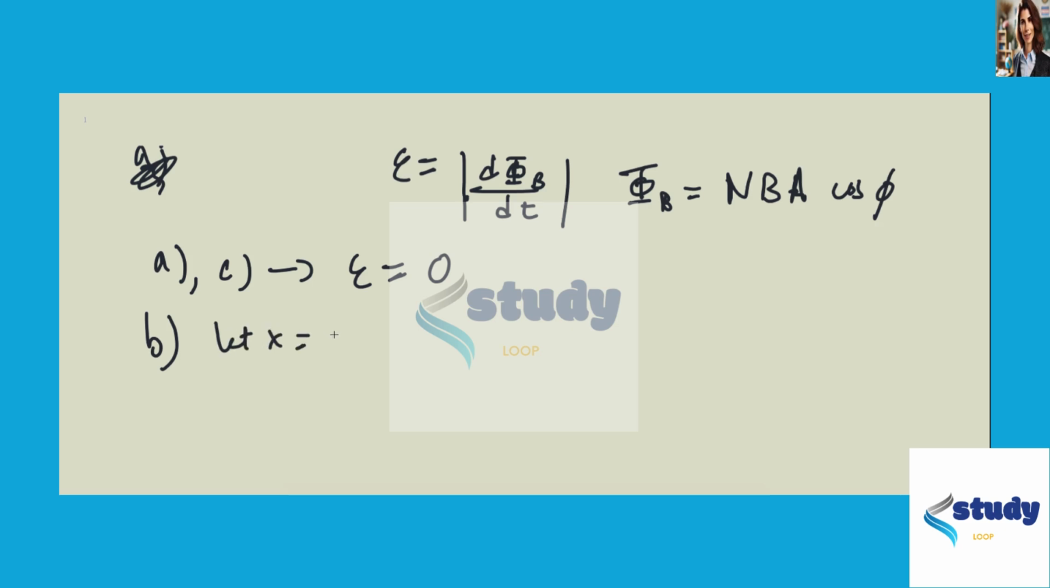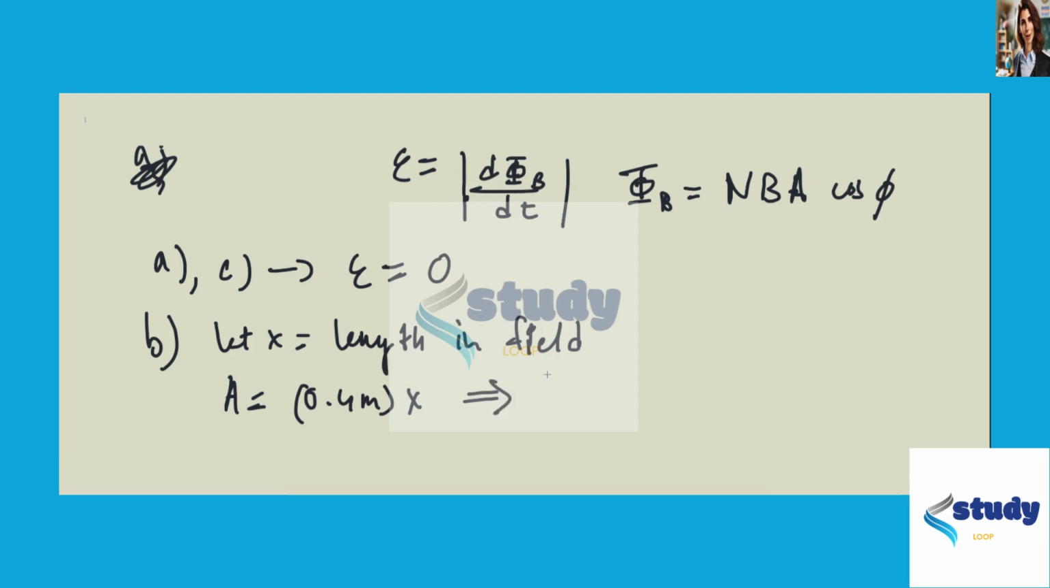Part B, however, when the coil is partially inside the field and partially outside, we're gonna say that x is equal to the length of the coil that's in the field, and the height is 0.4 meters or 40 centimeters. So area is 0.4 meters times x, or 0.4 x meters squared.